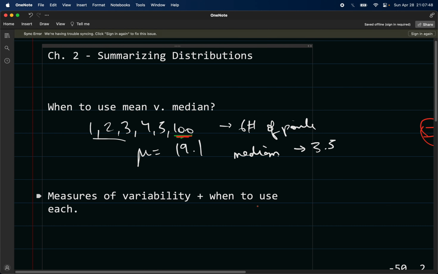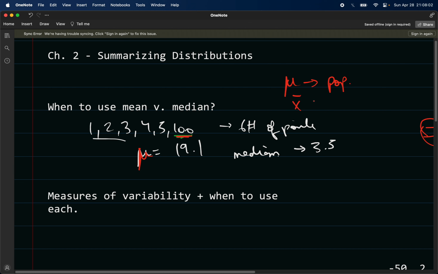Okay, so now you know when to use the mean and the median. And by the way, this symbol mu means population mean, and this symbol x bar means sample mean. So population mean, of course, is taking a mean of the entire data, and the sample mean would be, say, I only took a mean of 1, 2, and 3, or some random 3 entries from the data, right? And that's the sample.